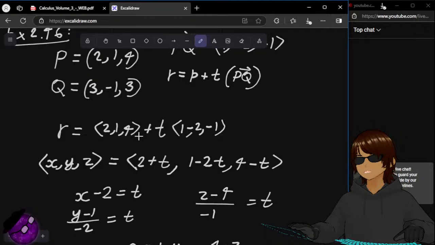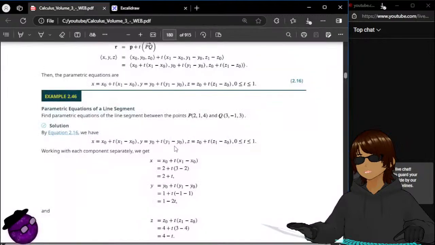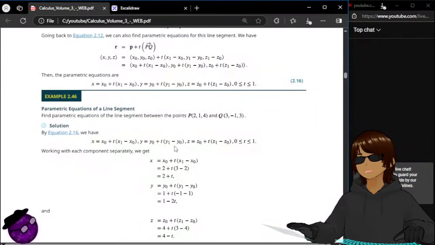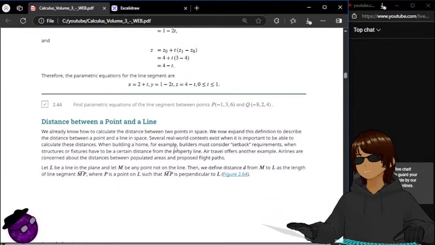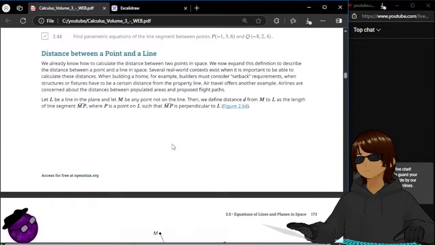Yeah, if we put any value of q over here, for example 3, we get t is 1. So 1 is the max value of t, because we are only considering the equation for a line segment between p and q. So t can't be greater than 1.